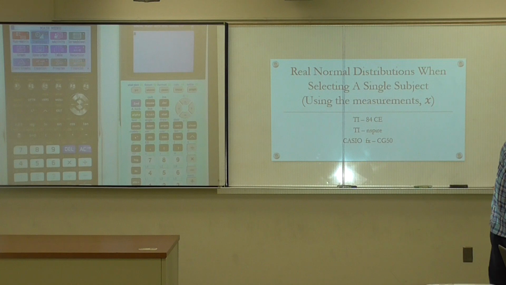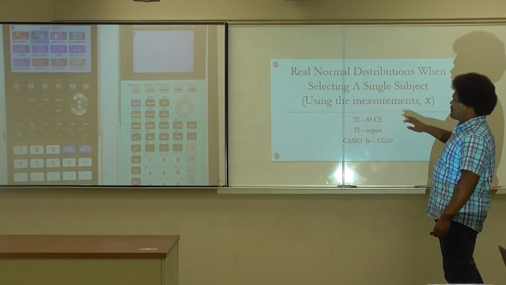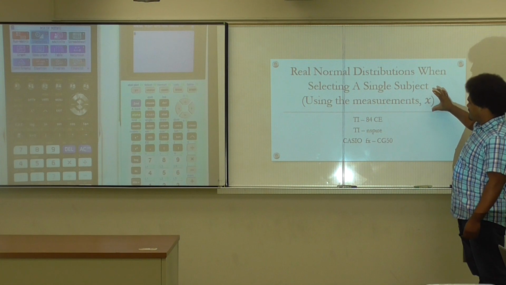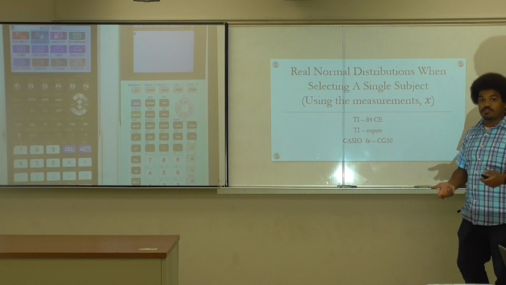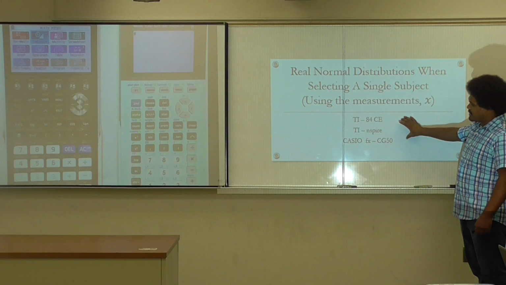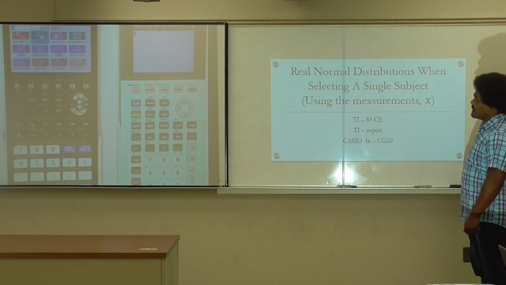So this is referred to as the real normal distribution when selecting one single subject. We're not doing groups yet, we're just doing a single subject, and the single subject is going to be satisfying certain ranges of the measured X, not necessarily the measured Z-score, or standardized value. And we're going to be using the different types of TI graphing calculators in order to get it done.